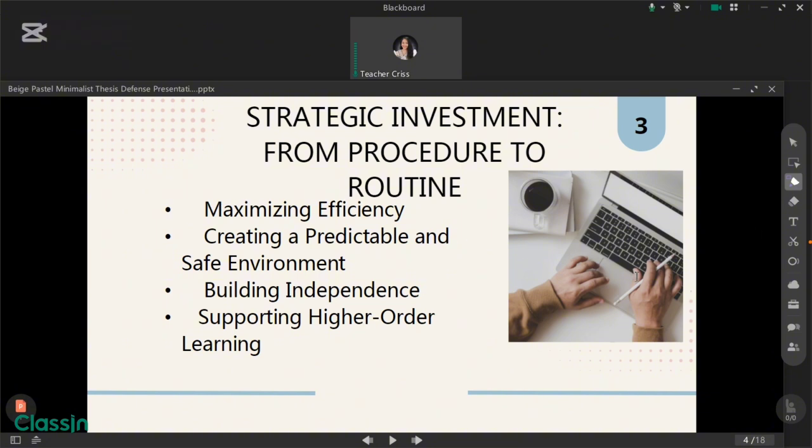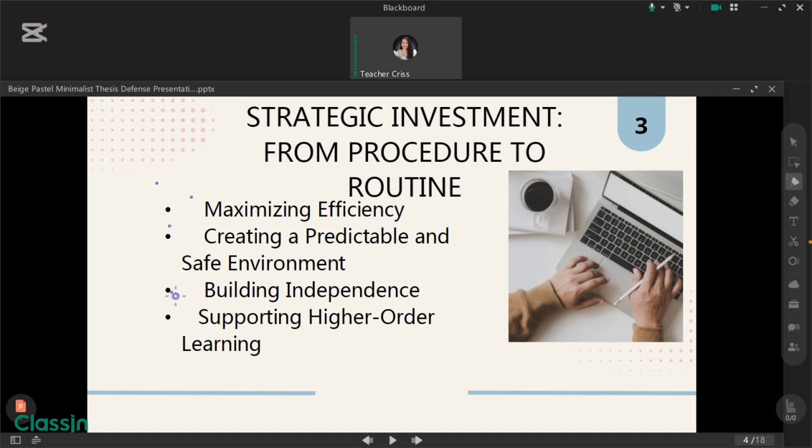Before we start, we need to understand why strategic investment from procedure to routine is very important. These are some of the reasons. The first one is maximizing efficiency. Next is creating a predictable and safe environment, for the teacher and for the students. In this way, we can lessen the anxiety that they feel during these activities.